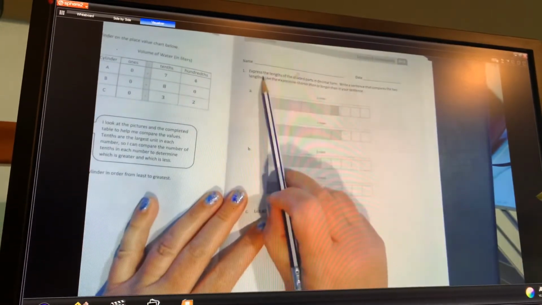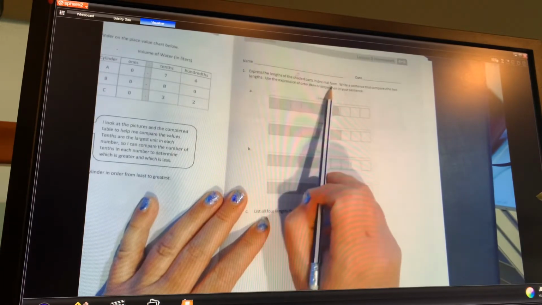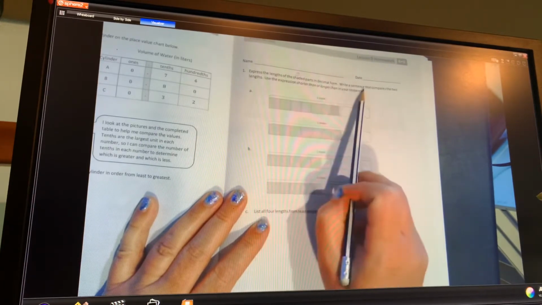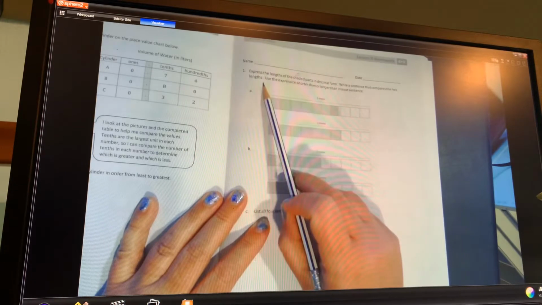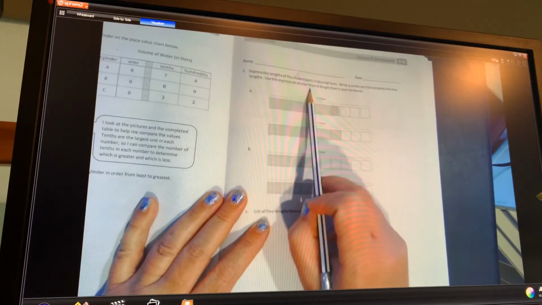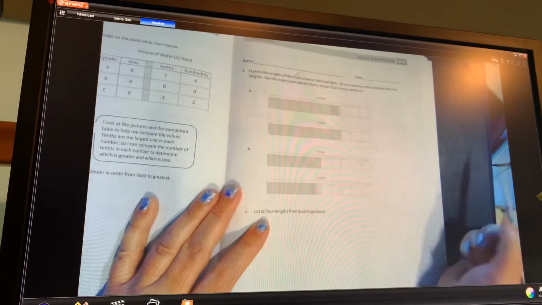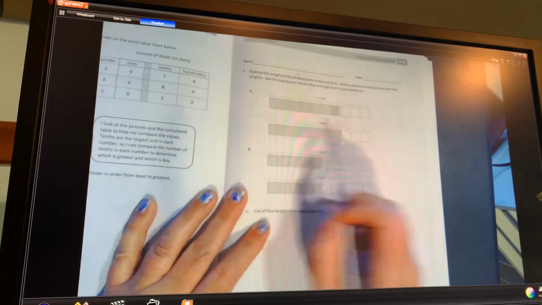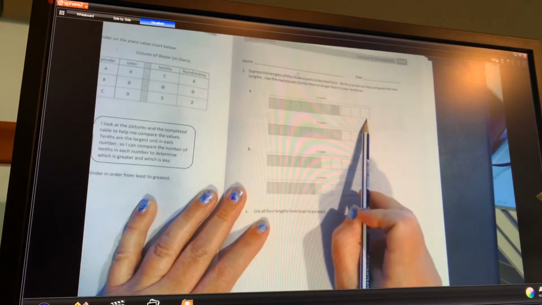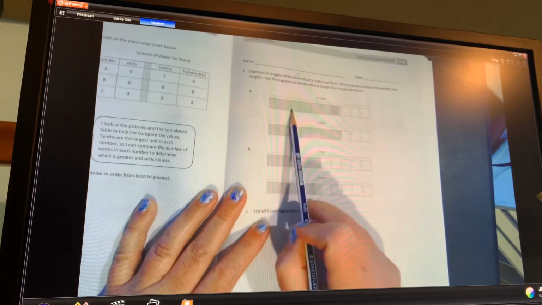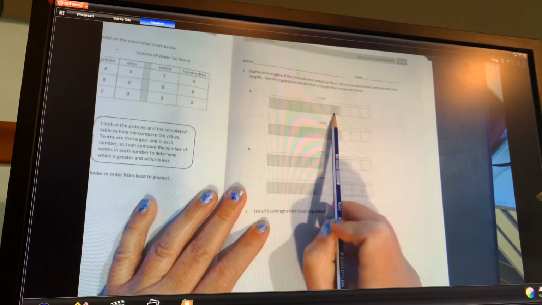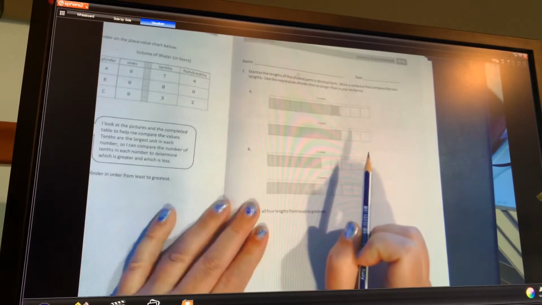We're going to be expressing the lengths in the shaded parts in decimal form. Then we'll write a sentence that compares the two lengths. Use the expression shorter than or longer than in your sentence. So if we look, this is a meter stick right here, and we can see it divided into tenths, and then these smaller pieces are going to represent hundredths.